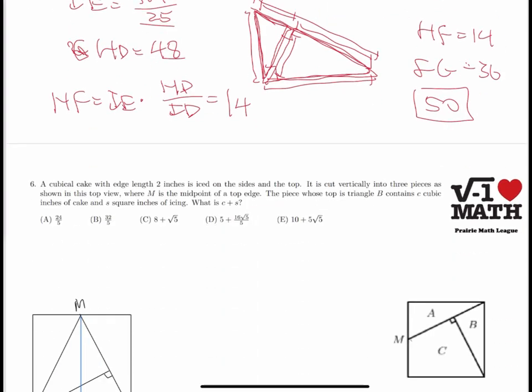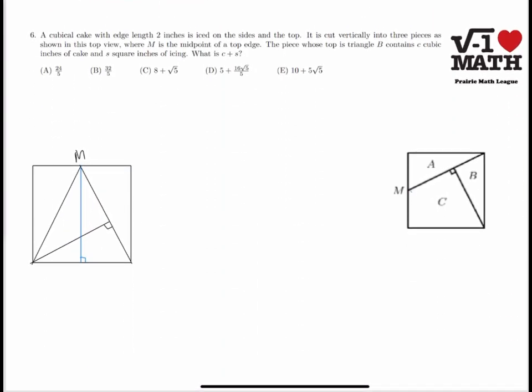And now we move on to an easier problem, although still geometry. We have a cubical cake with edge length 2 inches. So the cake looks like this, and we make vertical cuts that look like this and this. If you can see this diagram, our cuts are here and here, and we wish to find the sum of the area of B and the volume that B is on top of. So this volume of cake here.